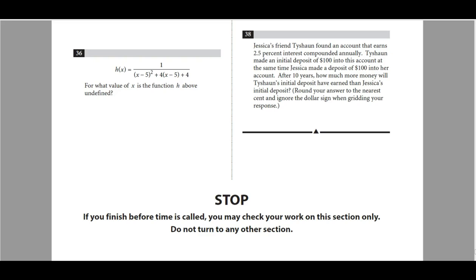All right, number 38, same as above. So we have Jessica's friend Tyshawn found an account that earns 2.5% compounded annually. So I want to be careful there. That 2.5% can be written as 0.025, because remember, to change a percent to a decimal, you basically move it 2 places to the left. So that's where I got 0.025. He made an initial deposit of $100 into the account at the same time she did hers. After 10 years, how much more money, not how much total, but how much more money will his account be than Jessica's?